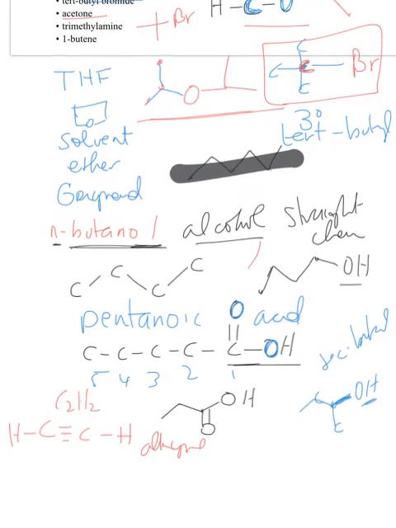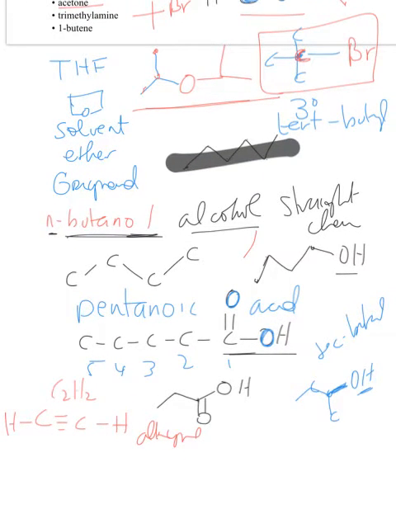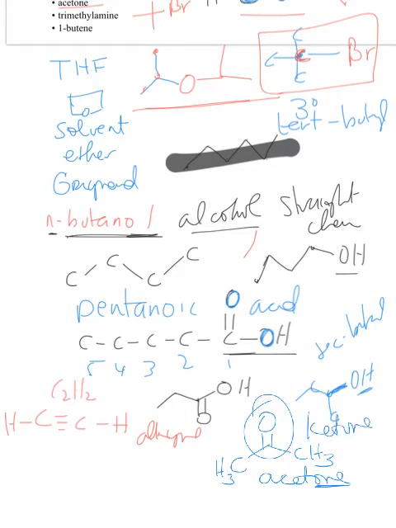Acetone. Acetone is a solvent that we use, and we also use it in the lab. Acetone is a common name for 3 carbons. This is acetone. And the ONE means it's a ketone, and that's the ketone.